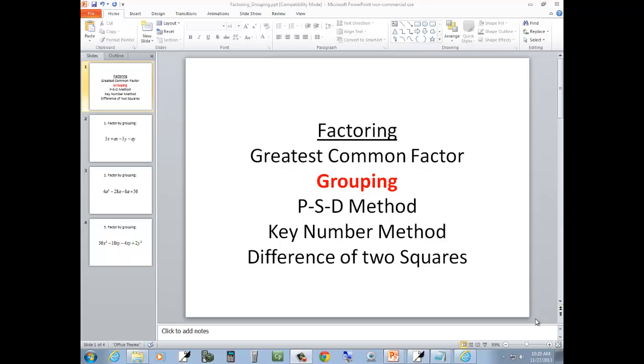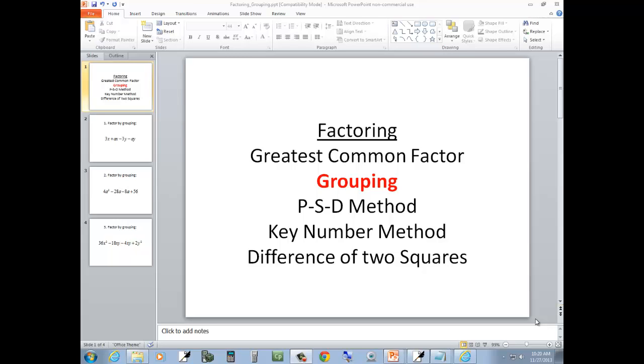There are 5 main methods of factoring. Greatest common factor, GCF. And we always try to do that in every problem. We can't always do it, but we always try to do it. Now, most of the time that's just to mentally look at it and see if they have anything in common. Our second is grouping, which is 4 or more terms.